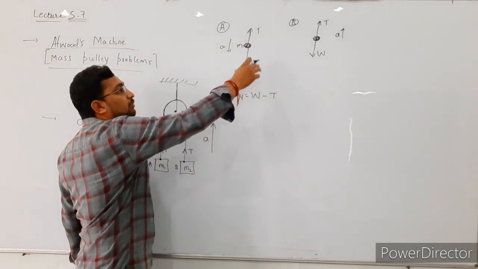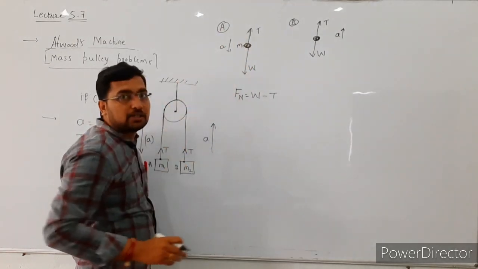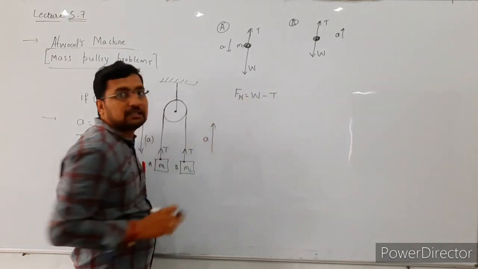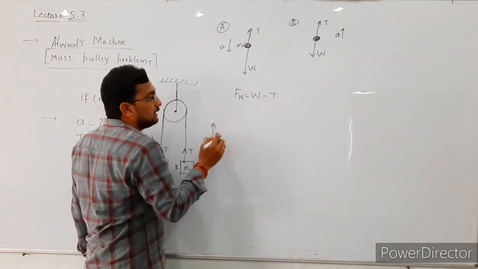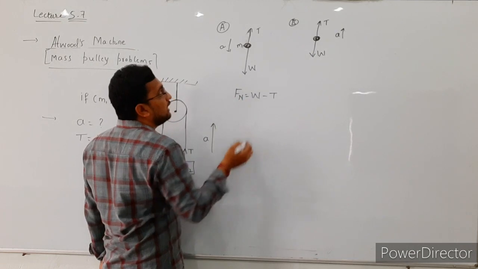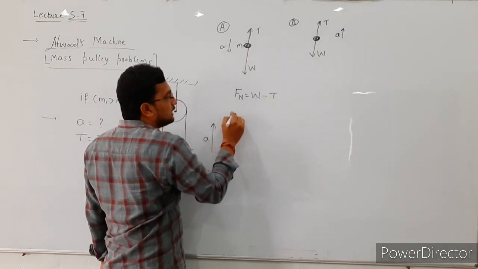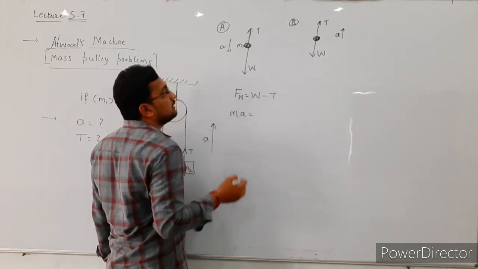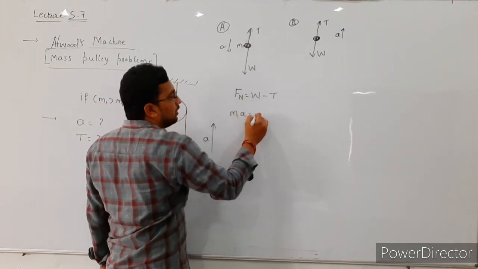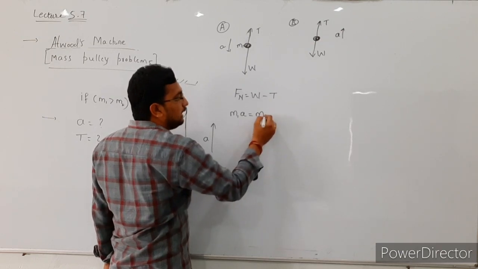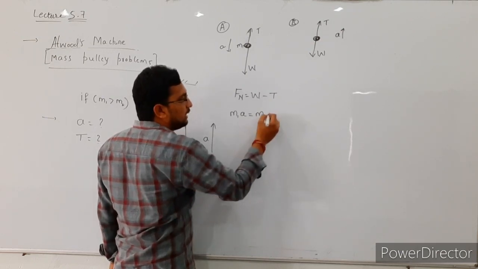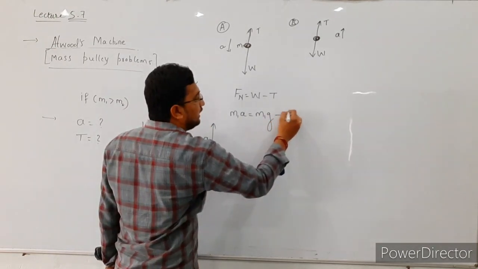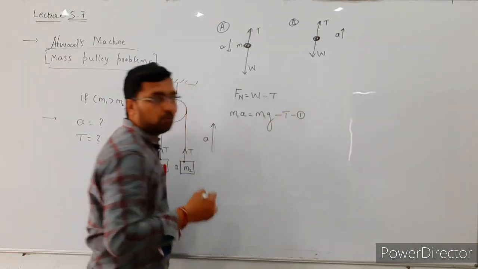In this case the weight of the body is more compared to the tension. So the net force acting on this body is equal to weight minus tension. Here the net force is nothing but the product of mass into acceleration. The mass of the first body is m1, and acceleration is a. Next, W is the weight of this body, the product of mass and acceleration due to gravity, m1 g, minus tension, right.